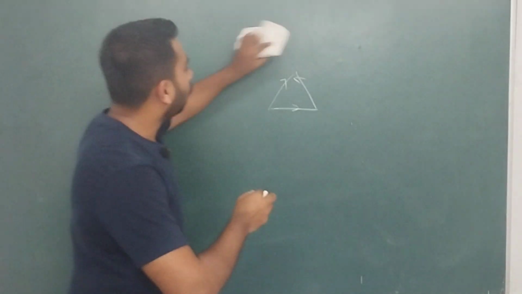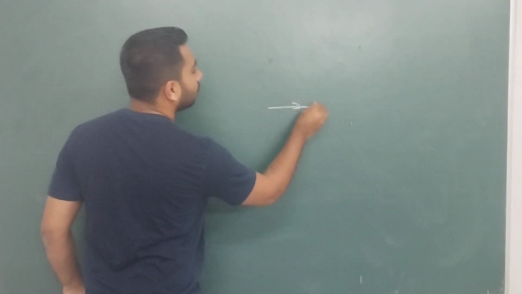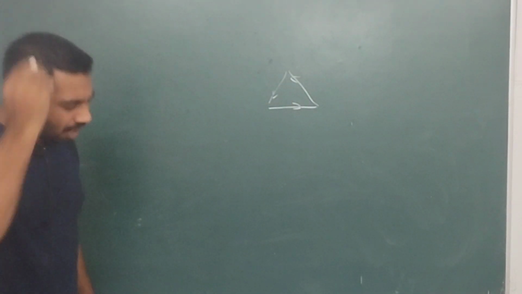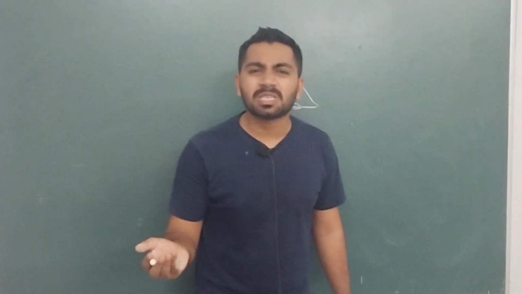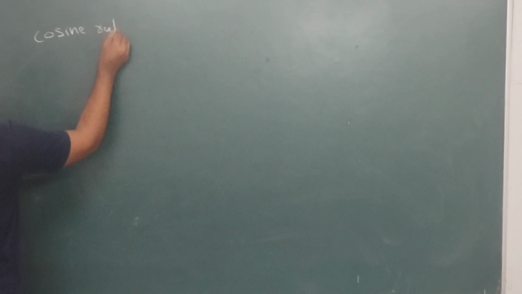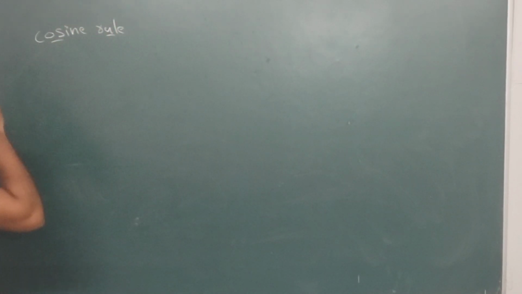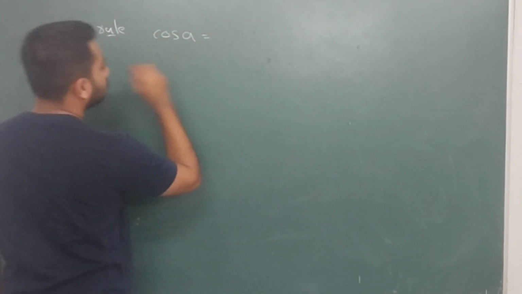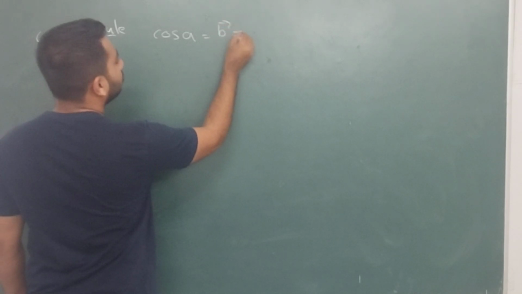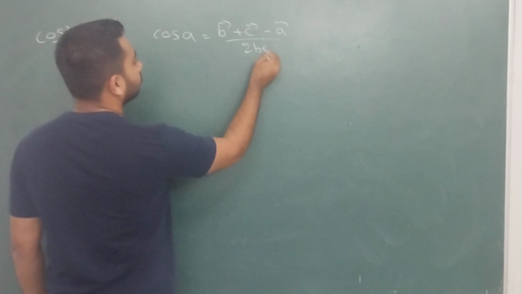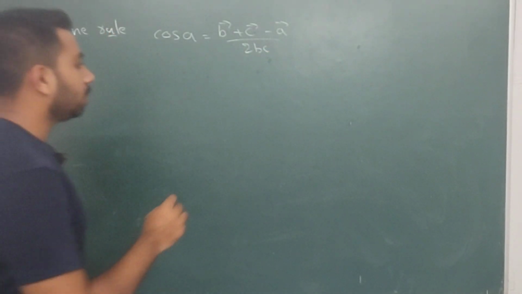But what if you have this kind of vectors? At that time, what do you want to use? I will tell you what you want to use. First you will use the cosine rule. It says cos A is equal to (b squared plus c squared minus a squared) divided by 2bc. How it comes, I will tell you, don't worry.